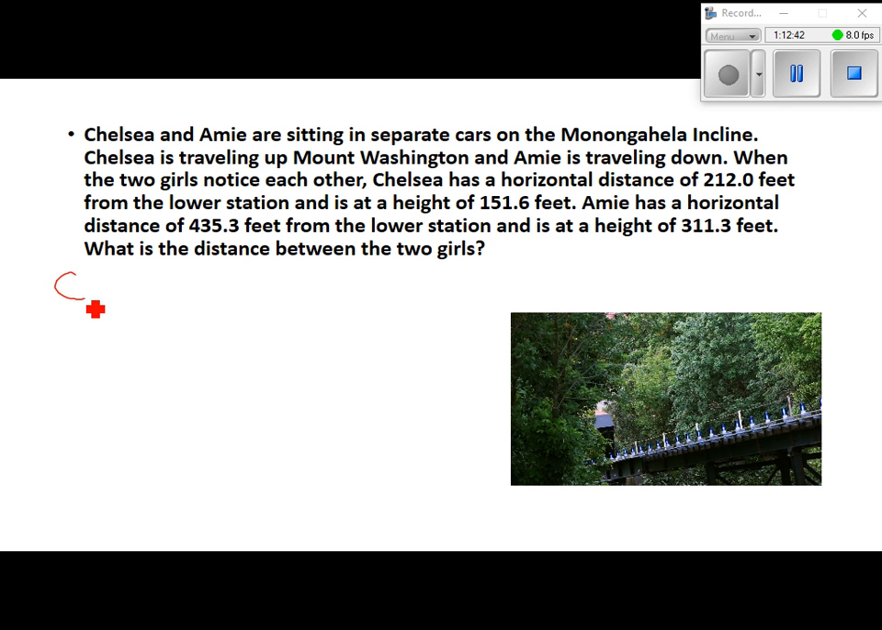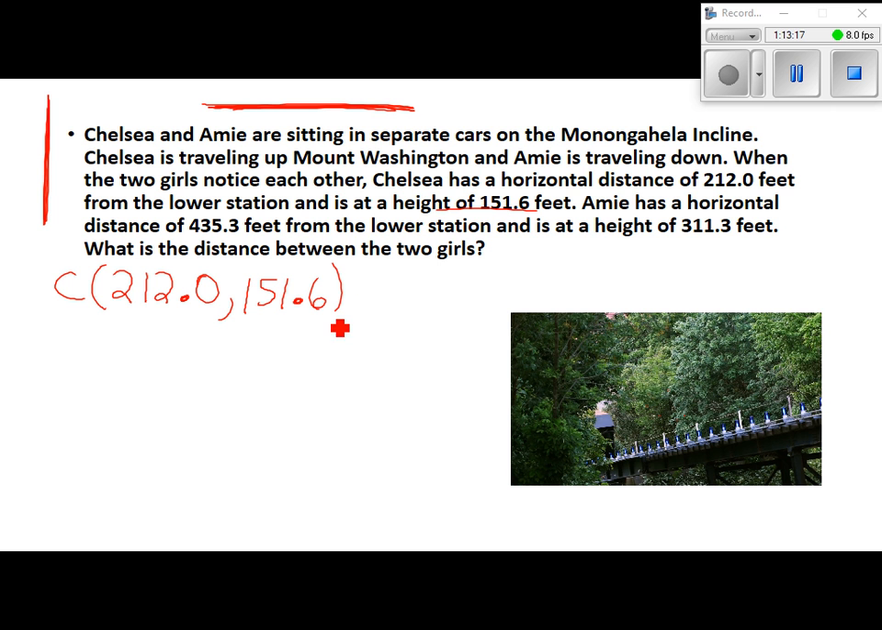So let's do Chelsea. We'll call her point C. It said she had a horizontal distance. Well, horizontal is going across, so that's going to be our X of 212 feet, or 212.0, from the lower station. For height, that's a vertical distance, or the Y coordinate, 151.6 feet. So that's Chelsea's ordered pair.